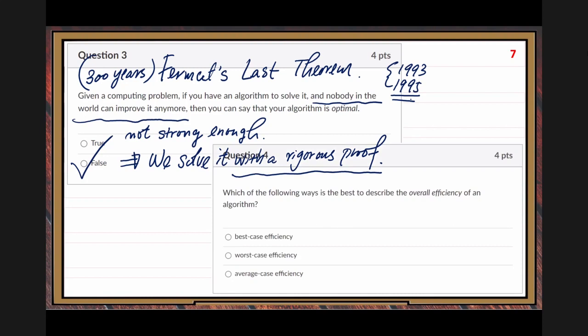Number 4. Which of the following ways is the best to describe overall efficiency? Not the best case, they are too optimistic if you use the best case efficiency. Not the worst case, because you are too pessimistic. So the best answer is average case efficiency, because we consider all the possible cases, then we take the average.